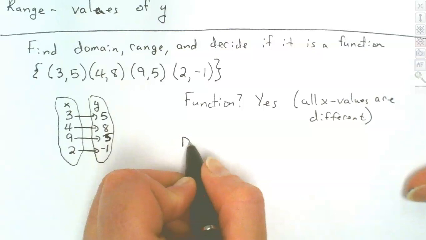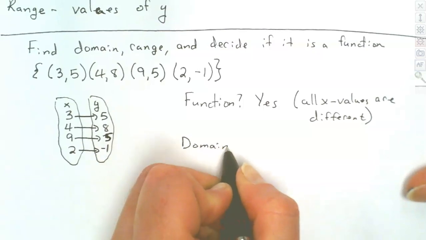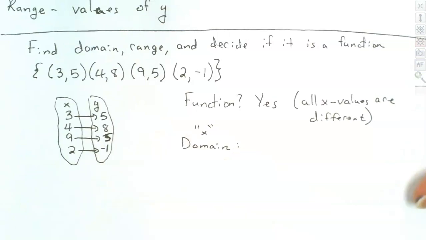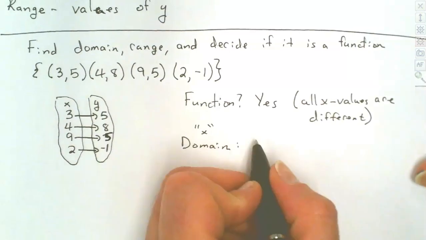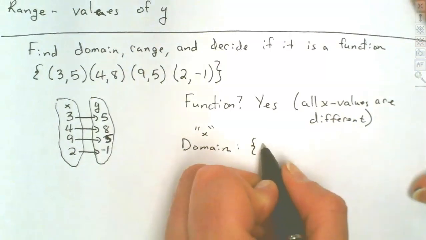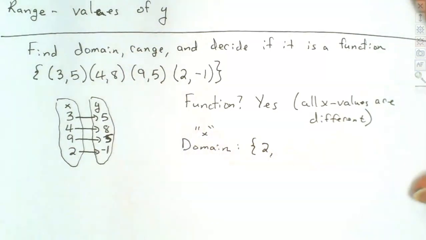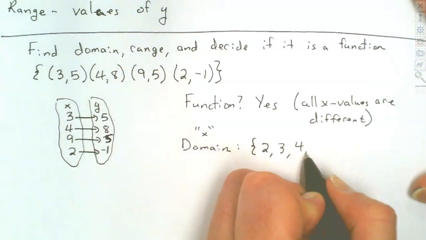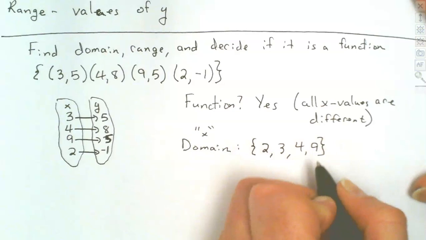What about the domain? Again, the domain is the values of x. We're going to list them from the smallest value to the largest. So let's look at our values of x. These are our domain. So we've got 2, 3, 4, and 9. So those are our values of x.